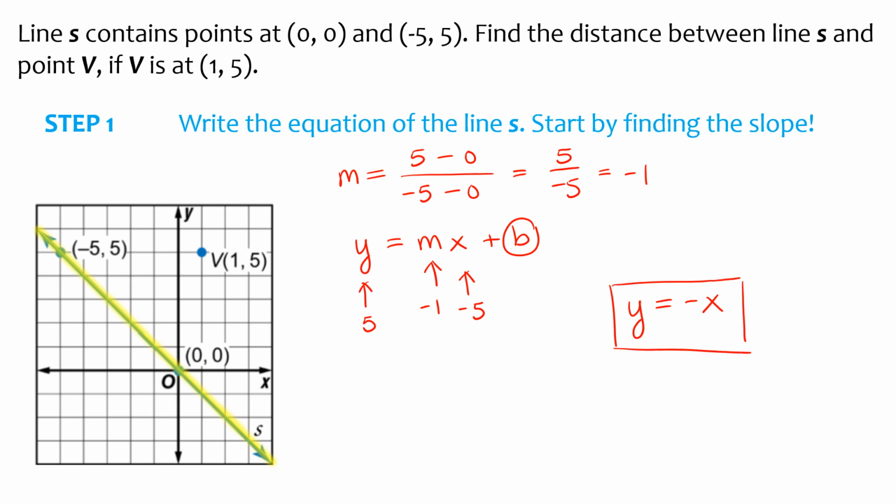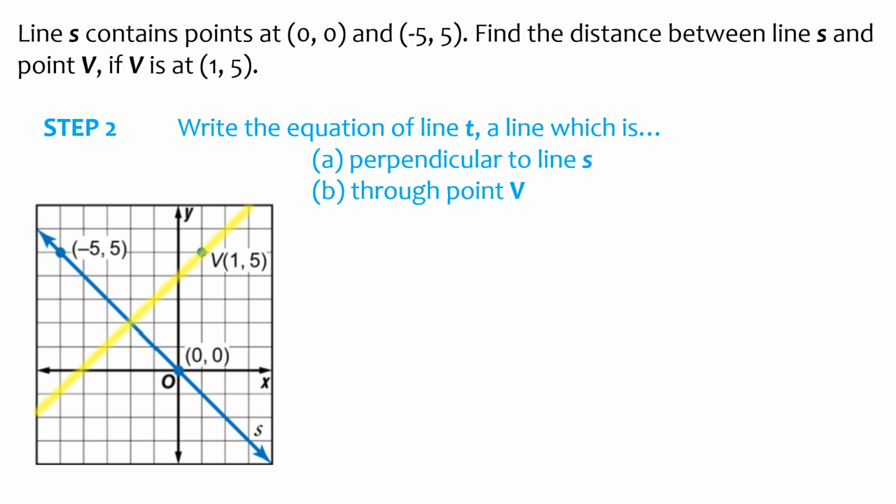Okay, so we have that. What else do we need? Well, we need the equation of this perpendicular line. I'm just going to go forward calling this line T. So we have S and T. And this line T has two characteristics. It needs to be perpendicular to S, and it needs to go through my point V.